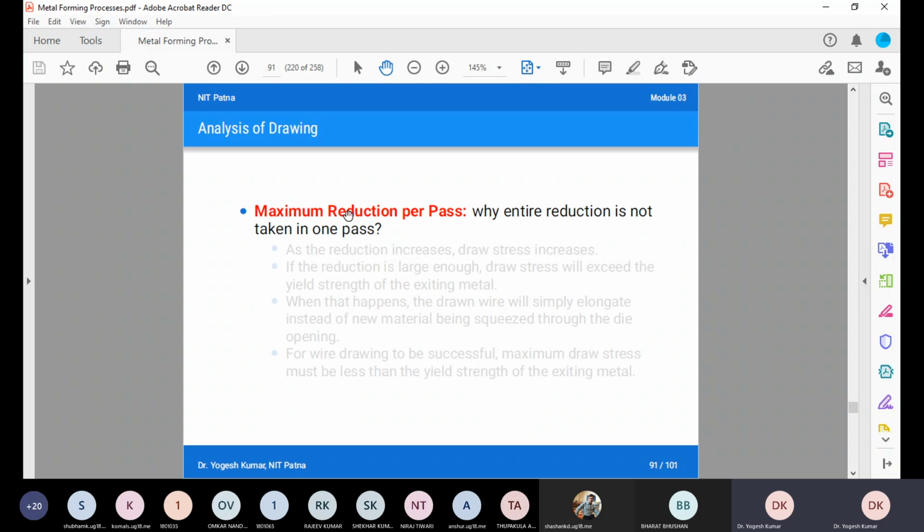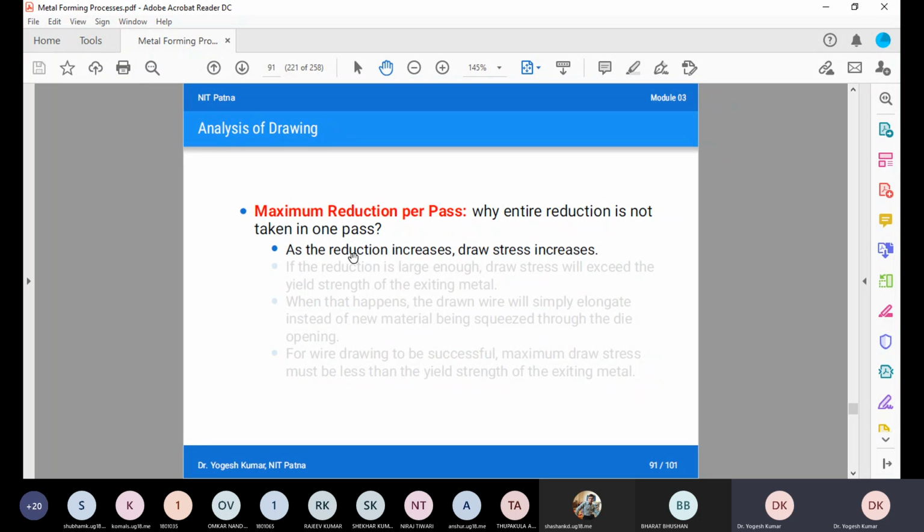What is the maximum reduction per pass which is possible in the case of drawing processes? The first question is why the entire reduction is not possible in one pass. Why is it not possible? There is some reason. Why can we not get the entire reduction in one pass?